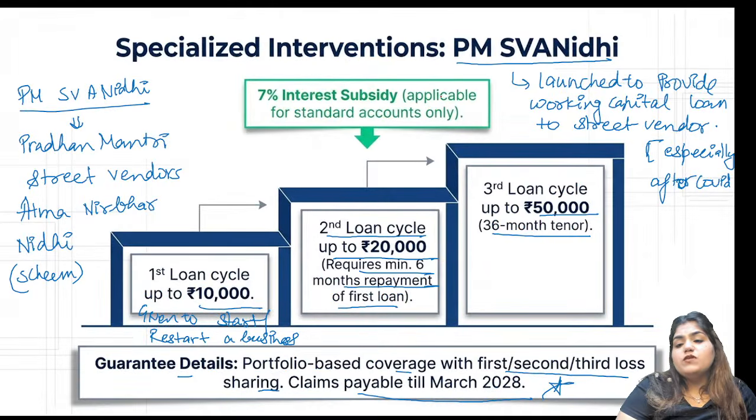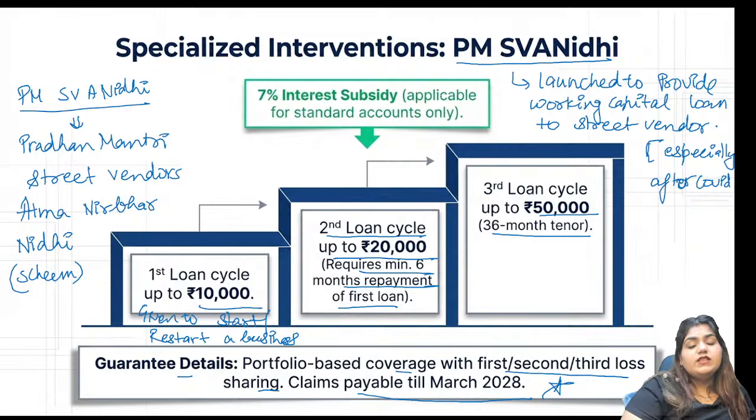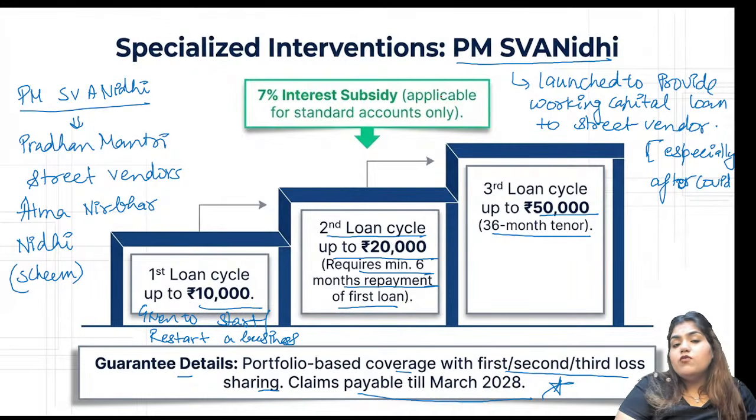Then there is PM SVANidhi. That is for street vendors. Street vendors can take a loan in 3 cycles. First cycle 10,000, second cycle 20,000, third cycle 50,000. First cycle means to start up a business, a 10,000 loan can be given to you. If you are good at repayment, if a minimum of 6 EMIs have been paid by you, you can take a second loan of 20,000. And if you are good at repayment again, you can take a third loan of 50,000 rupees, of which the tenure is 36 months. That is, you have to return that loan within 36 months.